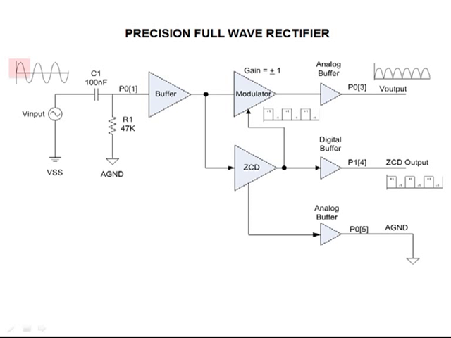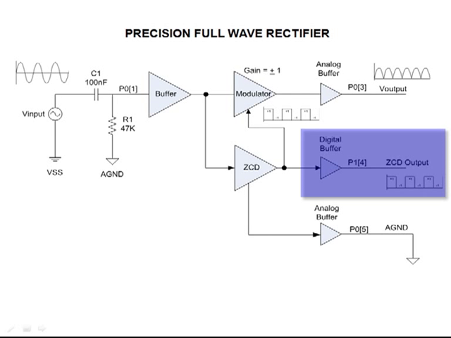When the input signal is positive, the output of the zero crossing detector is high, resulting in a positive gain in the modulator. This results in the positive half of the input signal passed as it is. When the input signal is negative, the output of the zero crossing detector is low, resulting in a negative gain in the modulator. When the negative half of the input signal is passed through a negative gain, the output is again a positive signal. Thus, the output of the modulator is a full wave rectified signal.